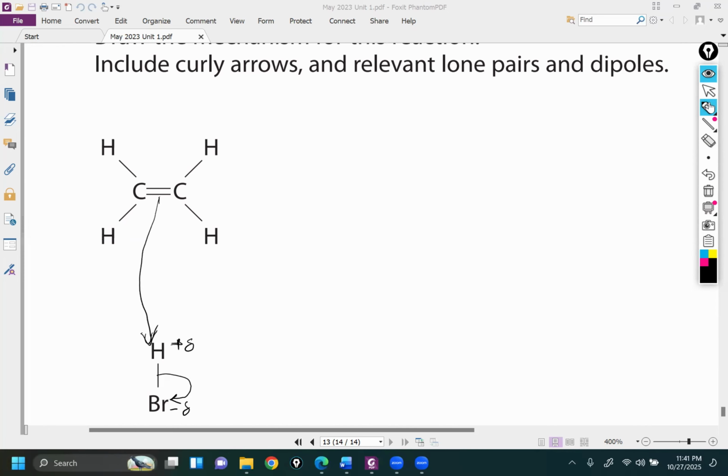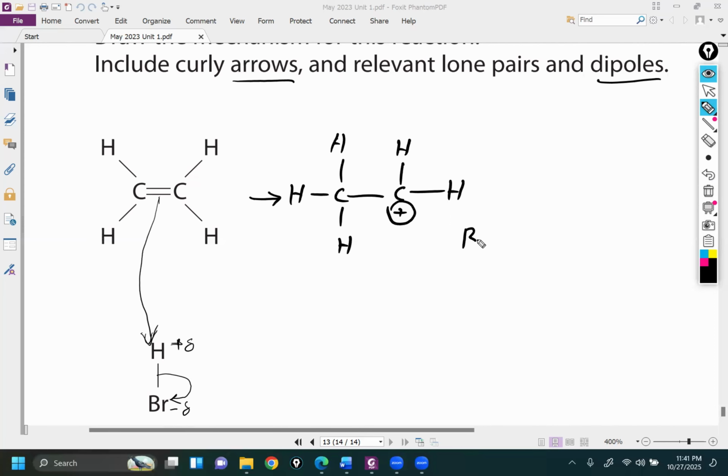Now, when these two attacks are done, you will get the next step. This one hydrogen, you are free to attach to any carbon. We attach it to the left side carbon. This carbon will get a full positive charge. Curly arrows, we already put two curly arrows. The relevant lone pairs and dipoles: the dipoles are this one, partial positive, partial negative. And bromine will carry a negative charge and one lone pair. So this is a lone pair.